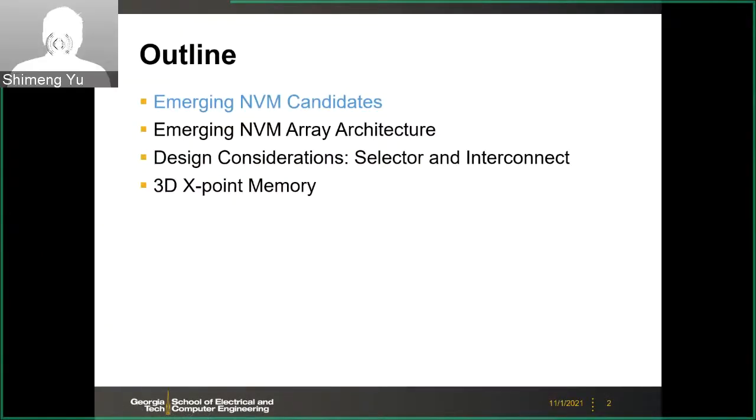So this is an outline for today's lecture. We will first talk about the candidates for the emerging non-volatile memory, and then we will talk about the array architectures for the emerging non-volatile memory, and some design considerations, including the selector and the interconnect. And finally, we will talk about one of the commercialized products for the emerging non-volatile memory. This is a 3D XPoint memory technology invented by Intel and Micron.